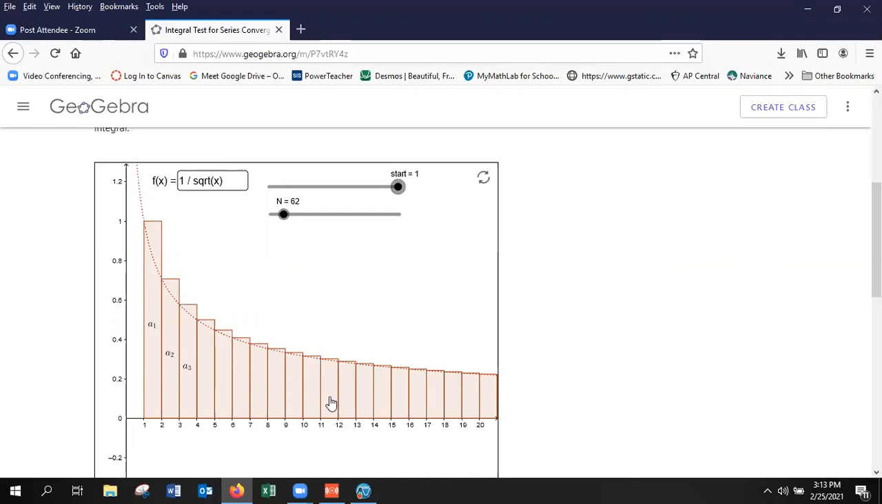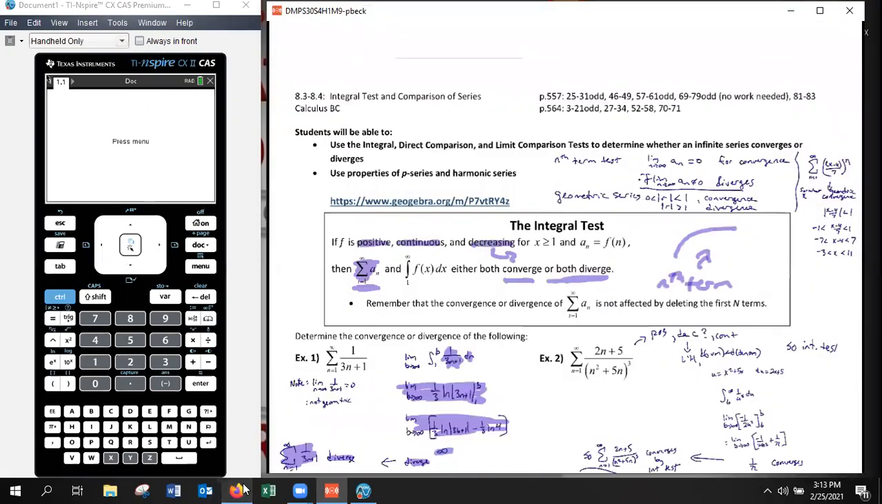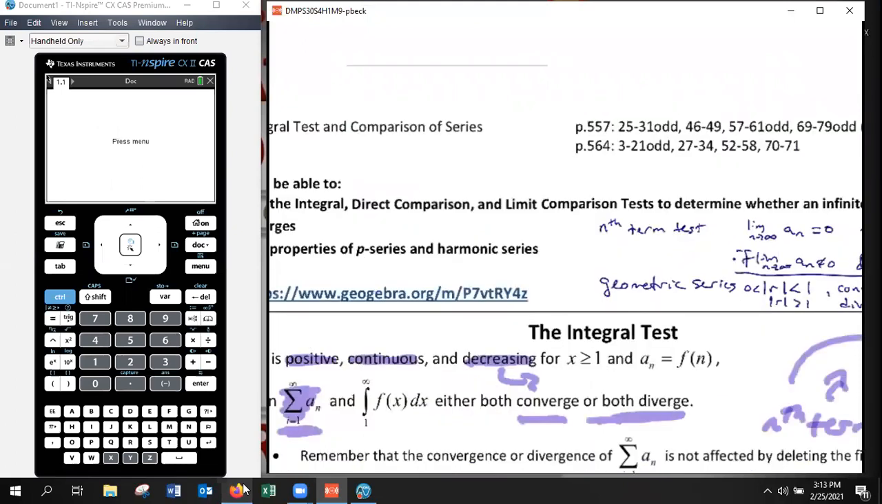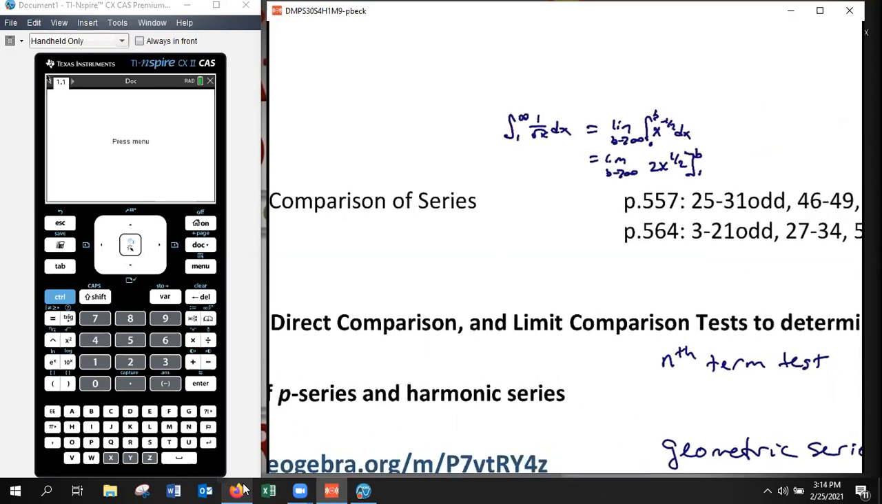I could write this down on my other screen, which I might as well do. So on my other screen, let me zoom in here. What is the integral from 1 to infinity of 1 over the square root of x dx? This is the limit as b approaches infinity of the integral from 1 to b of x to the negative 1/2 dx. So that's the limit as b approaches infinity of 2x to the 1/2 from 1 to b, which is really infinity.